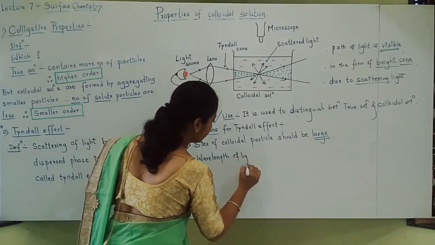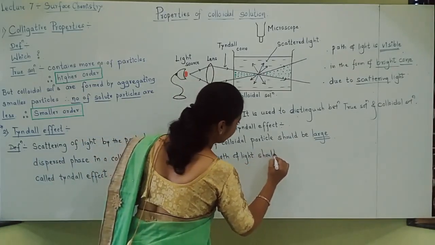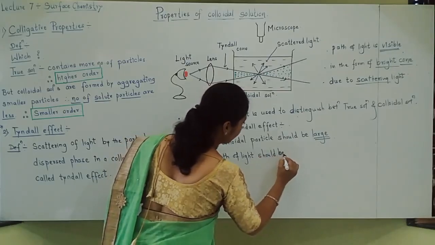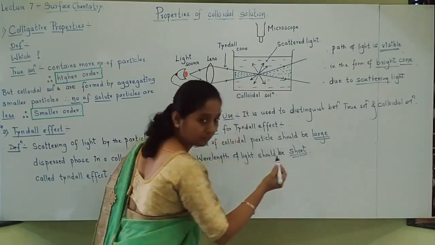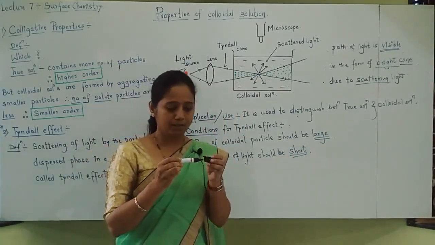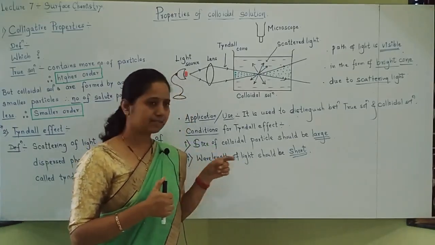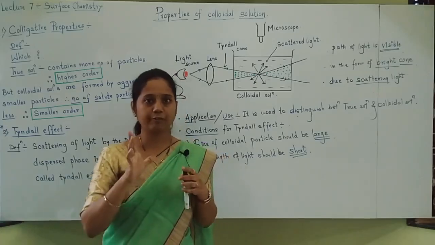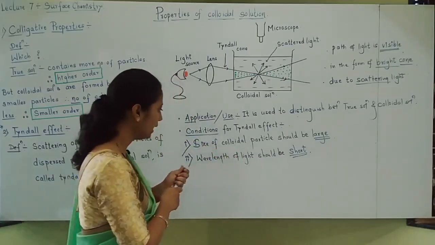Wavelength of light should be short. Means you can see that it is inversely proportional. Shorter wavelength is required. Okay, why should the wavelength of light be short?